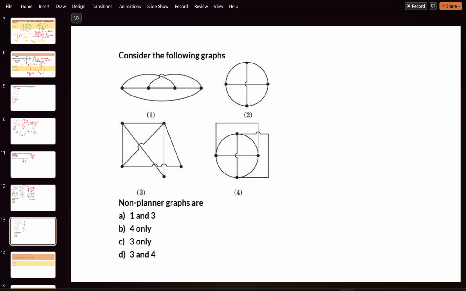Option B, sir. Option B, fourth only. Okay. Others, take your time to solve. There's no need to rush toward the answer. Just observe the graph and then give the final answer.